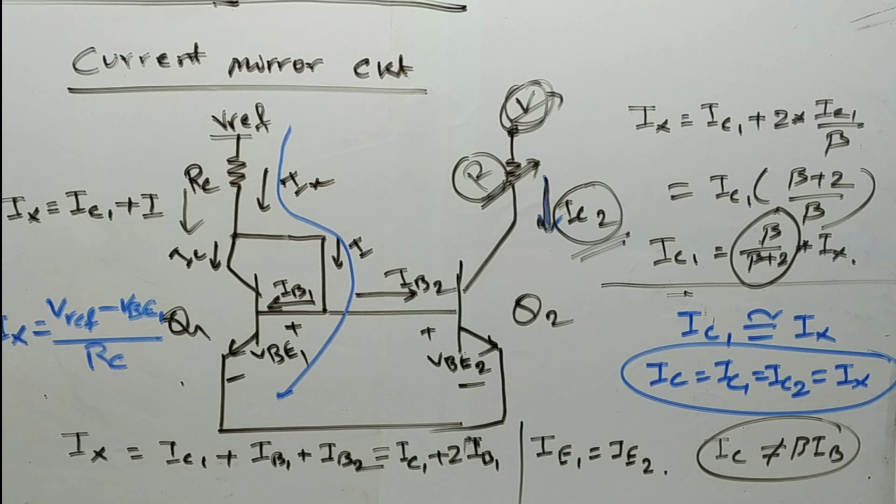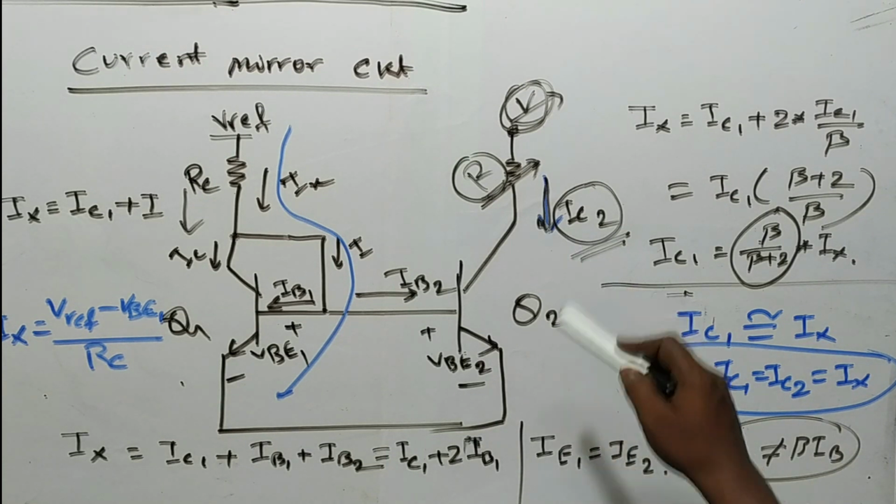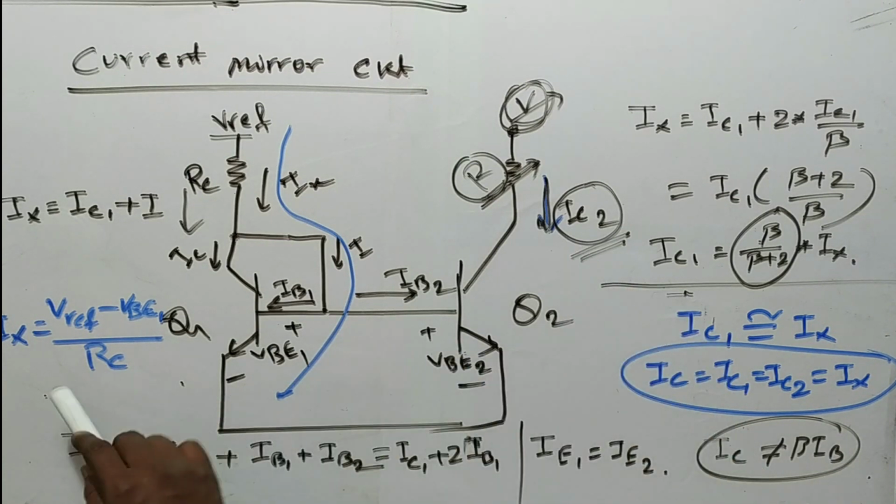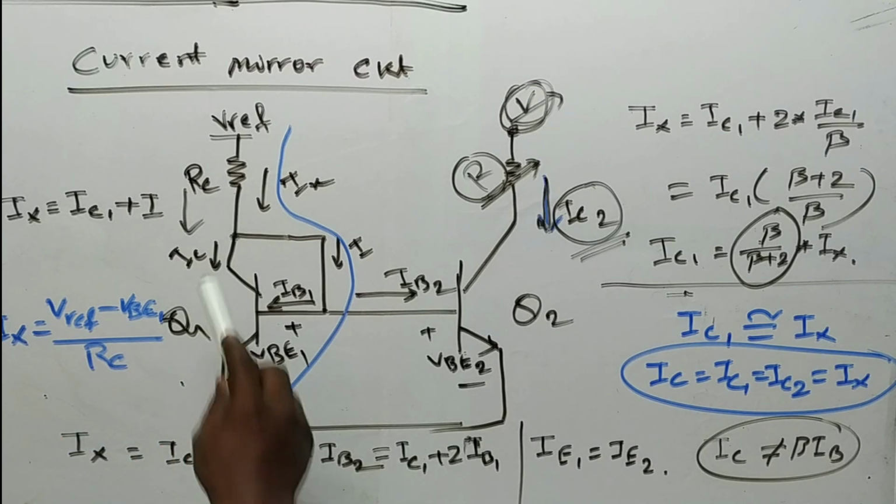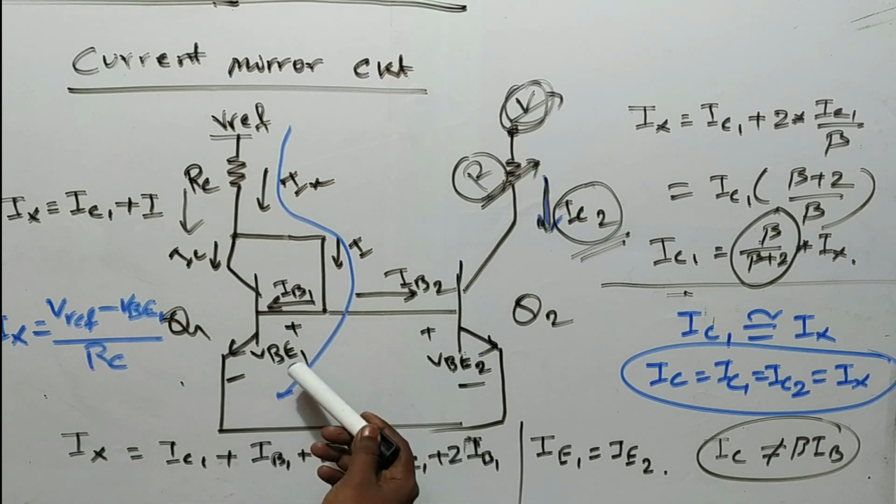If someone tells you to find IC2, then we can easily write that IC2 is equal to V reference minus VB1 divided by RC. The value of RC will be given, the value of V reference will be given, and we already know that VB1 is equal to 0.7. So this is a simple current mirror circuit.